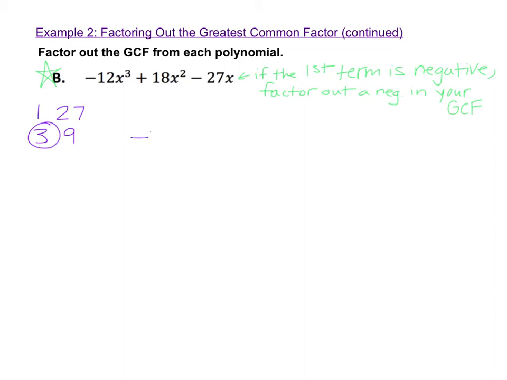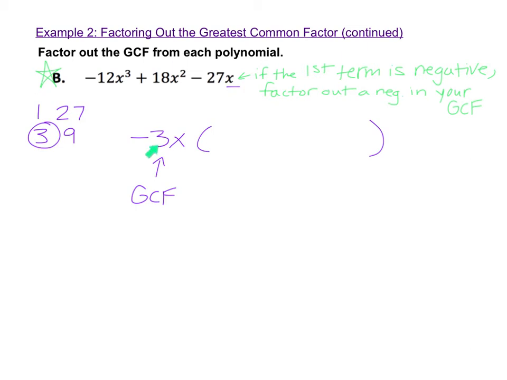So I'm going to use negative 3, and then don't forget about the variables. Here we have x to the third, x squared, and x. All of the terms have an x in common. So your greatest common factor is negative 3x. Remember that the GCF always goes outside the parentheses. Then you want to figure out what's left over. So to do that, you have two options. You can either divide each term by negative 3x, or you can think about multiplying in reverse.